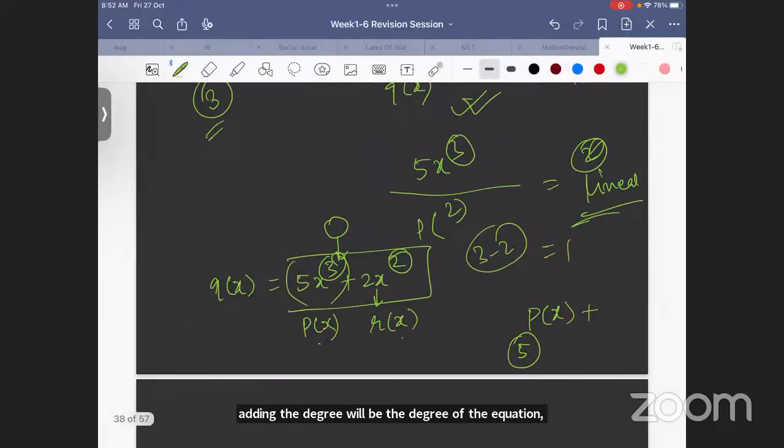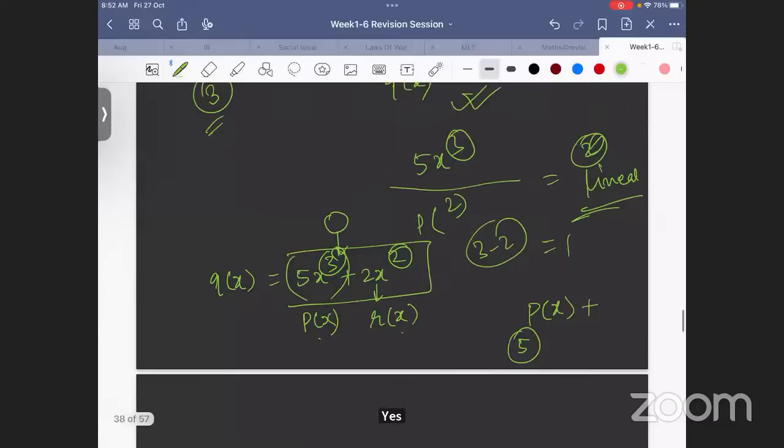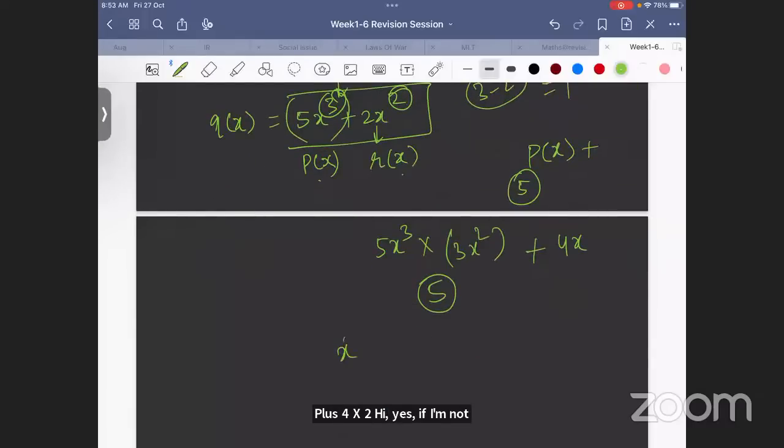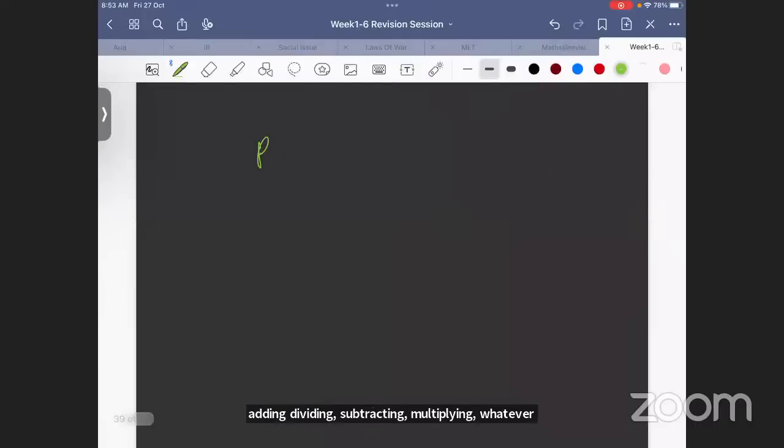Suppose 5x cube into 3x square plus 5x cube into 3x square plus 4x 2. Highest degree 5, no? Yes, the degree is 5. So you just have to take care of the coefficient of the maximum power of x, whenever you're adding, dividing, subtracting, multiplying, whatever you're doing. Now calculate the root of this equation.